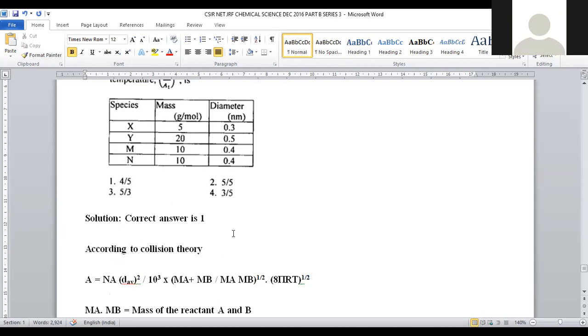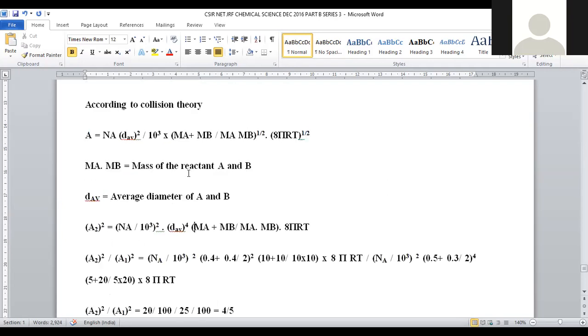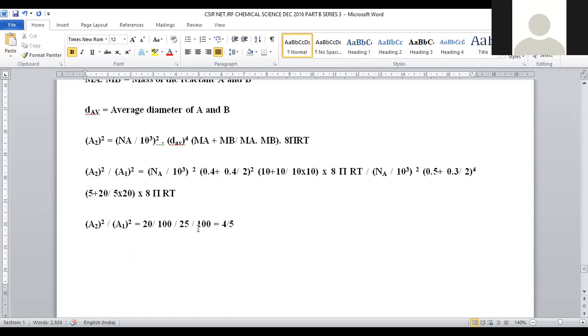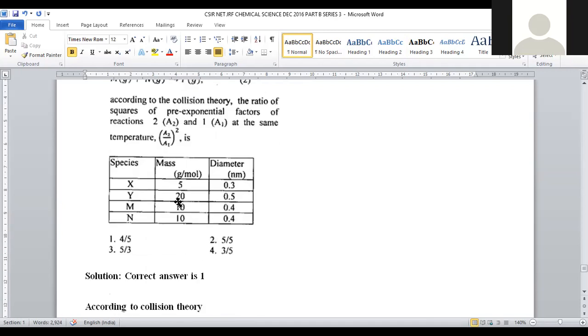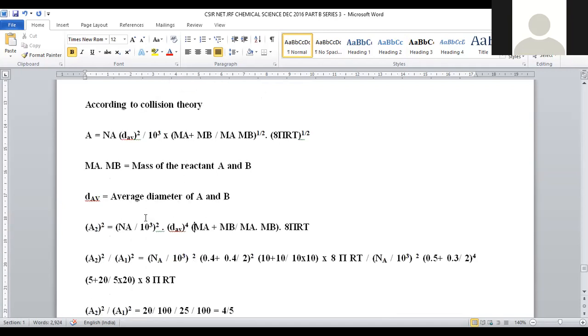Whatever data is given, we substituted in this equation. The fundamental equation is A is equal to NA into D average whole square by 10 cube into (MA plus MB by MA into MB) whole to the power half, (8 pi RT) whole to the power half. So if we know this equation, it is possible to substitute and derive the final answer. So for question number 139, option number 1 is the correct answer.